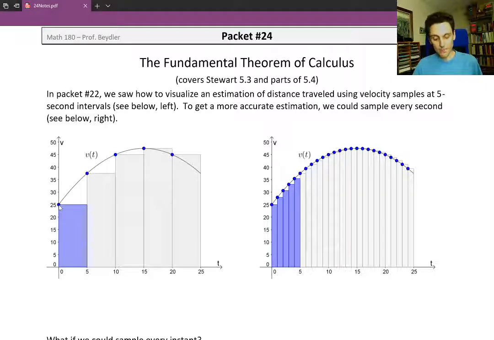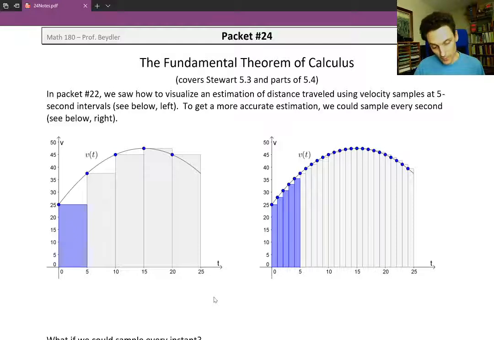So what we did is we said, if we're trying to find distance traveled, let's suppose that the velocity on the first 5-second interval is 25 feet per second. So we had our initial velocity reading of 25 feet per second. Let's suppose that for the first 5 seconds, that's how fast we're traveling, knowing full well that the velocity is changing, but this is our best estimation at this point. Well, then at t equals 5, we have, let's say, 38 feet per second, and we would use that as our sample velocity for the next 5-second interval, and so on.